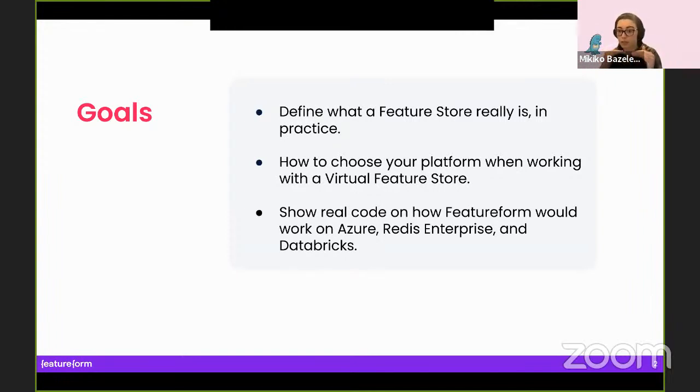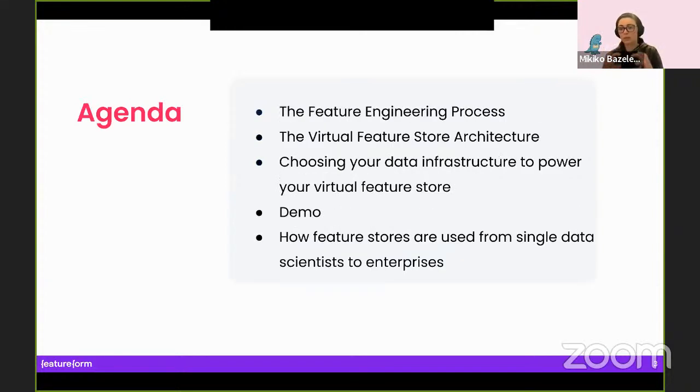The next thing we're going to cover is how to choose your platform when working with a virtual feature store. We would have defined it earlier, so you know what a virtual feature store is, and we're going to give you some tips. The third, of course, is we're going to show you real code on how Featureform would work on Azure, Redis Enterprise, and Databricks. We know that is a very, very popular stack for everyone out there. So we're excited to show you a real demonstration, a real example that you can grit your teeth into.